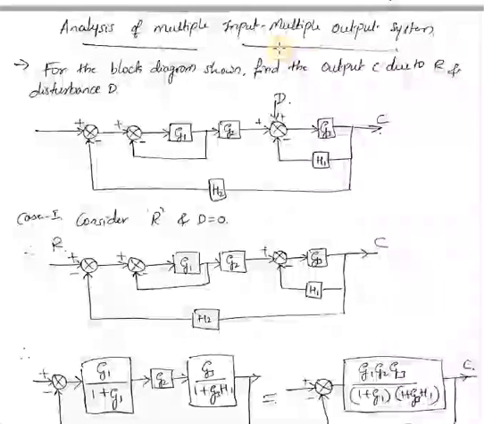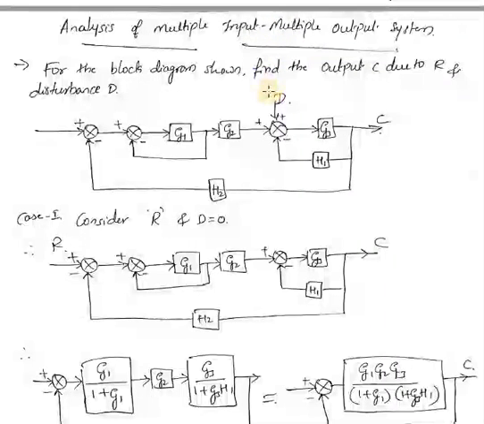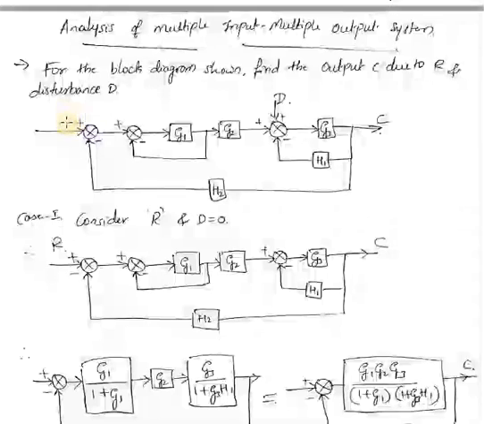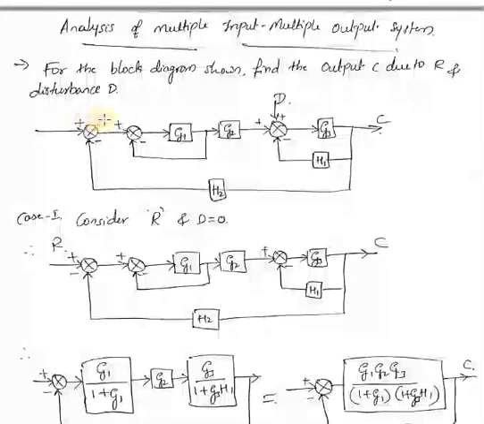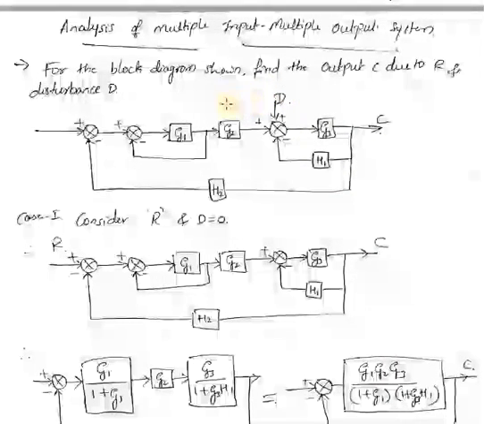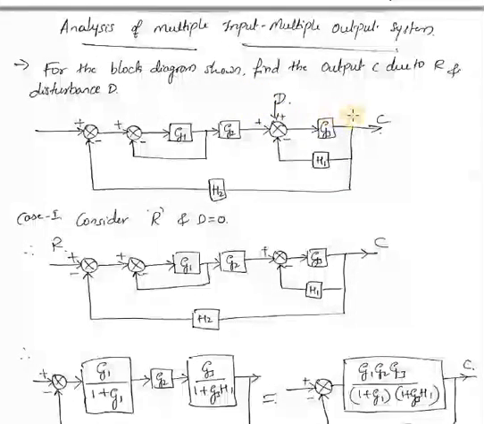So we'll try to solve some problems on these multiple input and multiple output systems. Here is the given problem. For the block diagram shown, find the output C due to R and disturbance D. Here R is the input and D is the disturbance, an additional input. So it is a system in which you have two inputs and a single output.